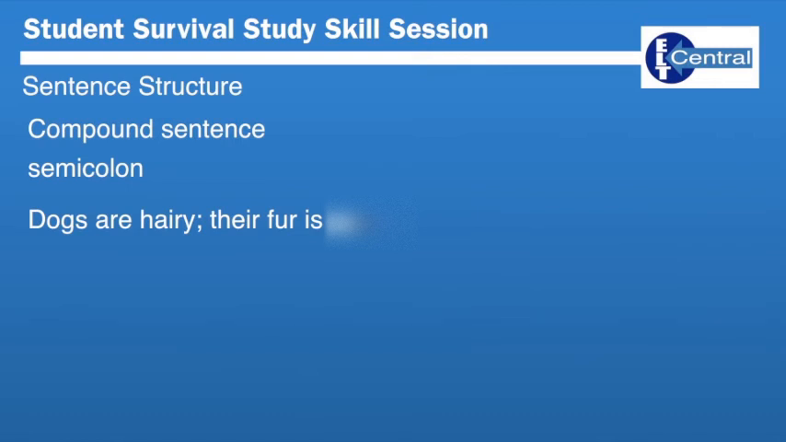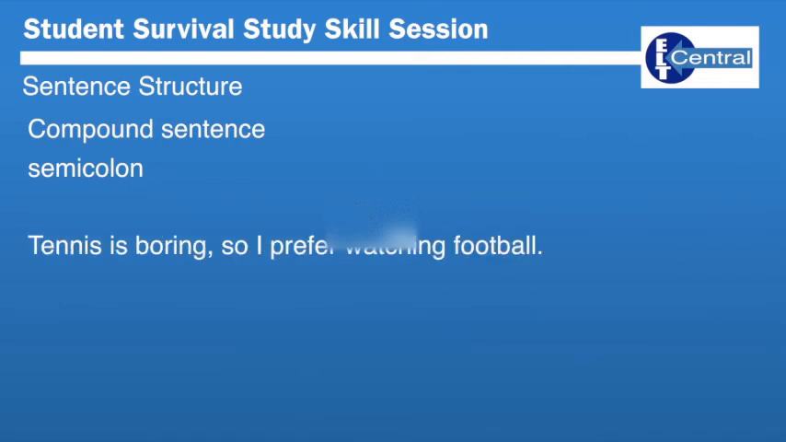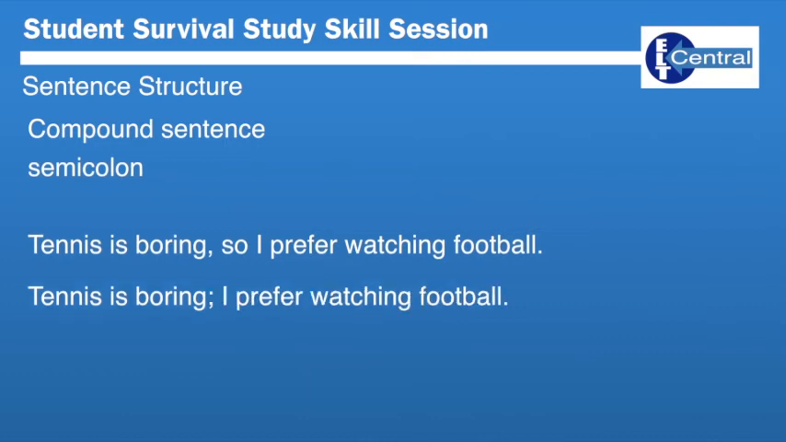In the following sentence, we can use one of the fanboys and a comma or a semicolon. So look at this one here. What we've got is, tennis is boring, so I prefer watching football. All right, so you can see there that we've used the comma and one of the fanboys. And then we've got the semicolon. Tennis is boring; I prefer watching football. Okay, so again, you can see both are right.